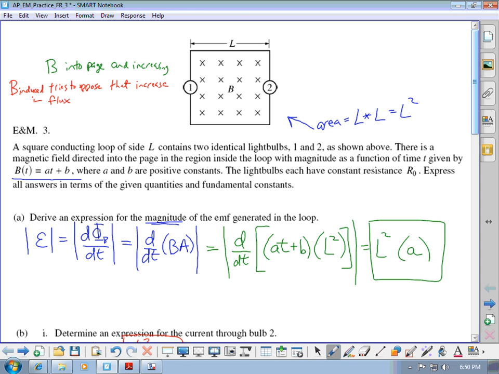So the way that it can oppose that increase in flux is to have a magnetic field that's pointing in the opposite direction to cancel it out, to bring it back down to its lower original value.